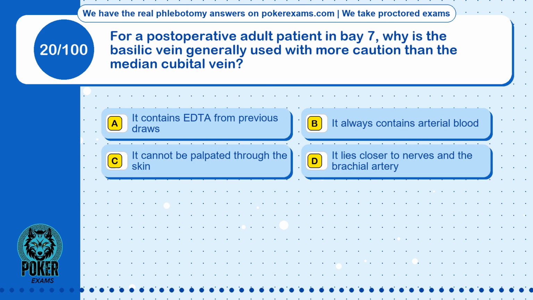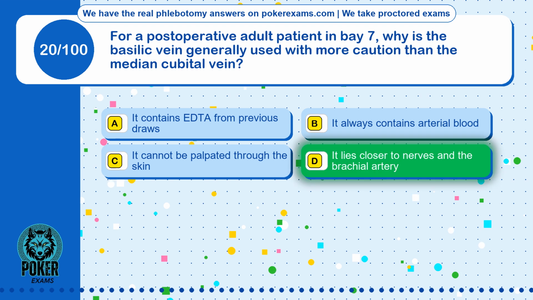Question 20. For a postoperative adult patient in Bay 7, why is the basilic vein generally used with more caution than the median cubital vein? Option A. It contains EDTA from previous draws. Option B. It always contains arterial blood. Option C. It cannot be palpated through the skin. Option D. It lies closer to nerves and the brachial artery.